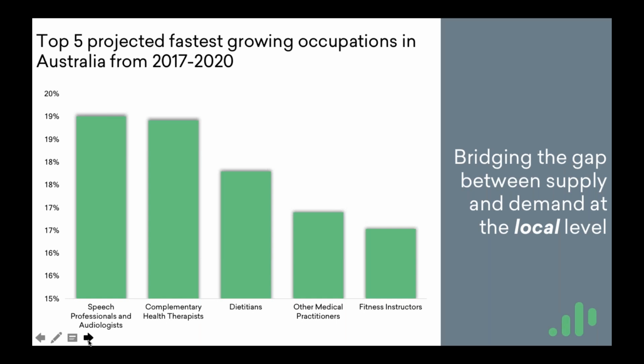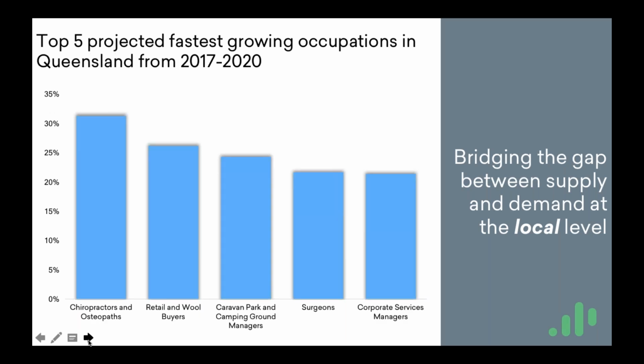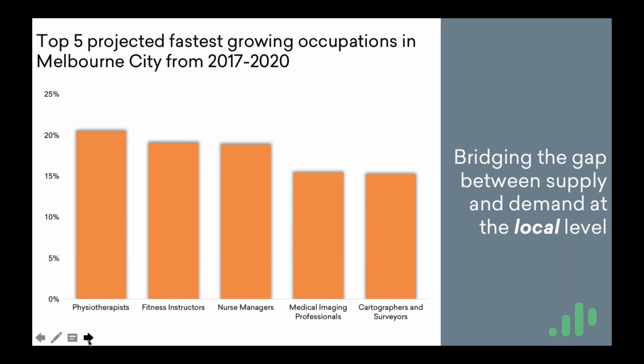What I'm hoping that you're picking up here is there's a lot of difference. So the fastest growing jobs in Australia are very different to the fastest growing jobs in Queensland and are very different to the fastest growing jobs in Melbourne. This is why it's really important to understand the differences between national, regional and local economies. And this is exactly where MZ data is strong and where we can get it into your hands to start understanding these differences.